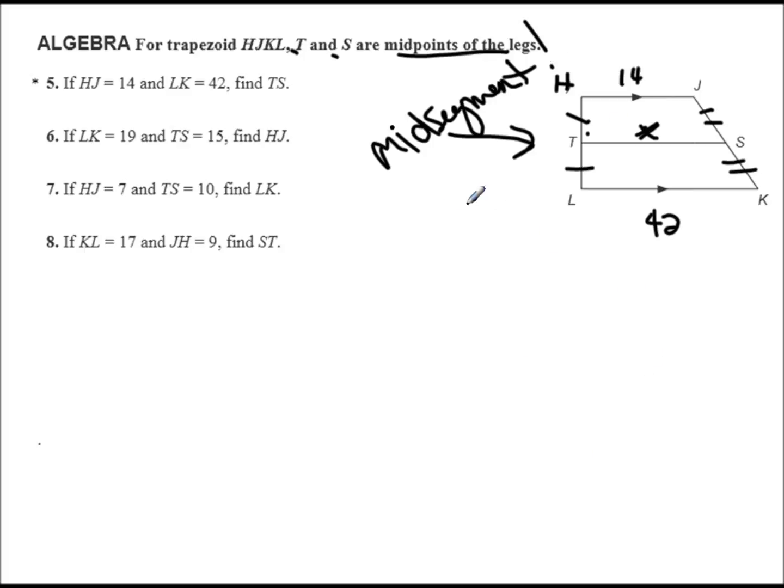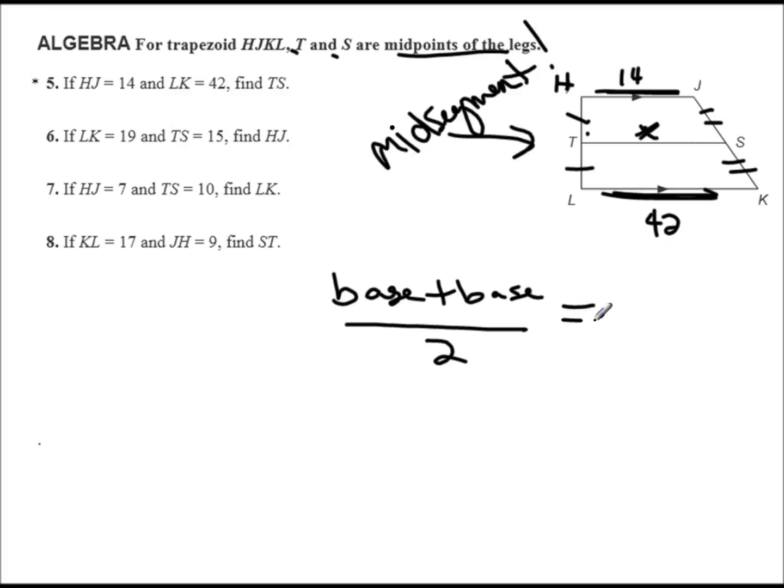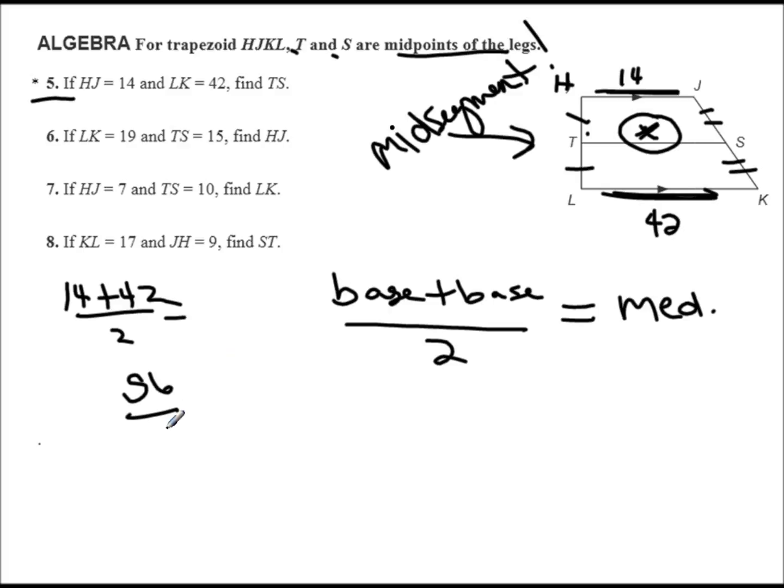And that means that if it's the midsegment or the median, then the base plus the base divided by 2 gives us the midsegment or the median or the midpoint, just like the midpoint formula. So for number 5, in order to find x in the middle, we add 14 to 42 and divide by 2. That'll give us the midsegment. 14 plus 42 is 56, and we want to divide that by 2, and we get 28. So the length of TS is 28.